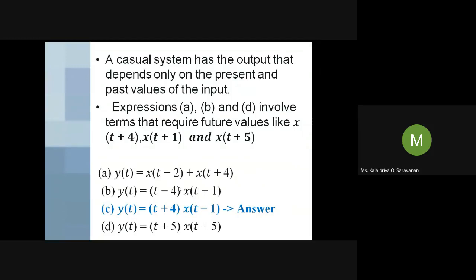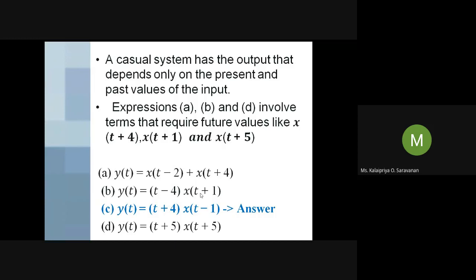So in which case, if you can observe here, x of t minus 2 plus x of t plus 4. So x of t minus 2 is a past value. X of t plus 4 is a future value. So definitely option A is a non-causal system. Now, if you look at here, this is t minus 4 x of t plus 1. So you need not worry about this t minus 4 because that is just a multiplication of the time function. You'll have to observe this x of t plus 1.